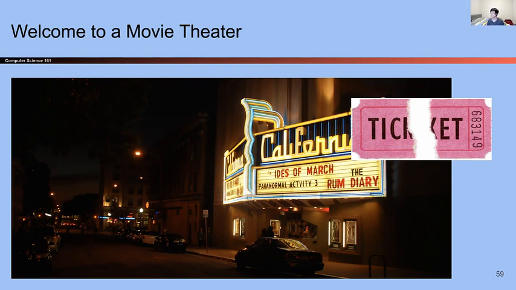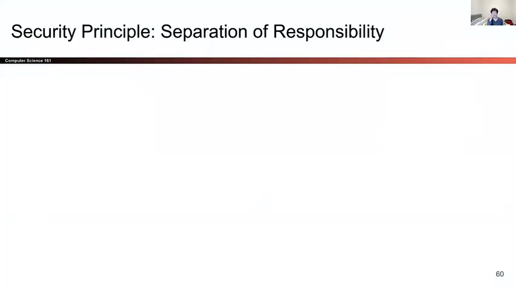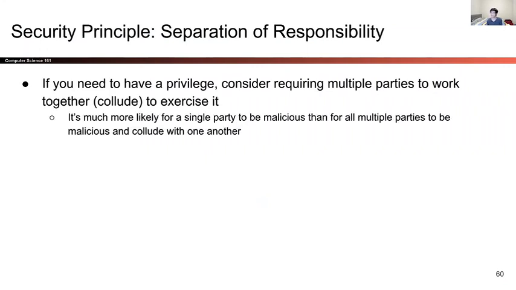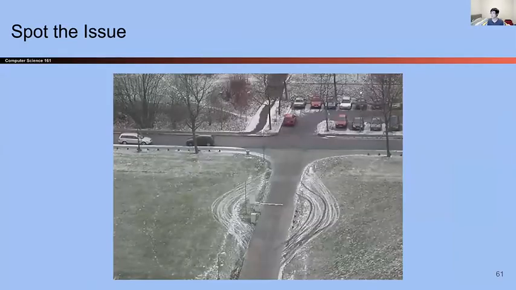So this is actually a defense measure, because if you have this system, you need to have that ticket to enter, and that ticket has to come from someone else. So both the entry person and the cashier have to work together in order to actually cheat the movie theater out of their money. So the security principle that we're talking about here is separation of responsibilities. If you have a privilege, consider having multiple parties who have to work together in order to exercise it. Don't put all your trust in a single party, because it's more likely for one person to be malicious than, say, 10.